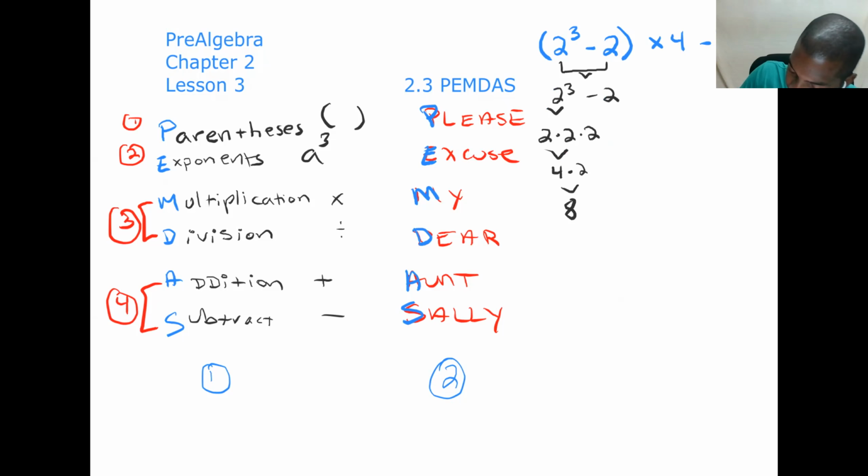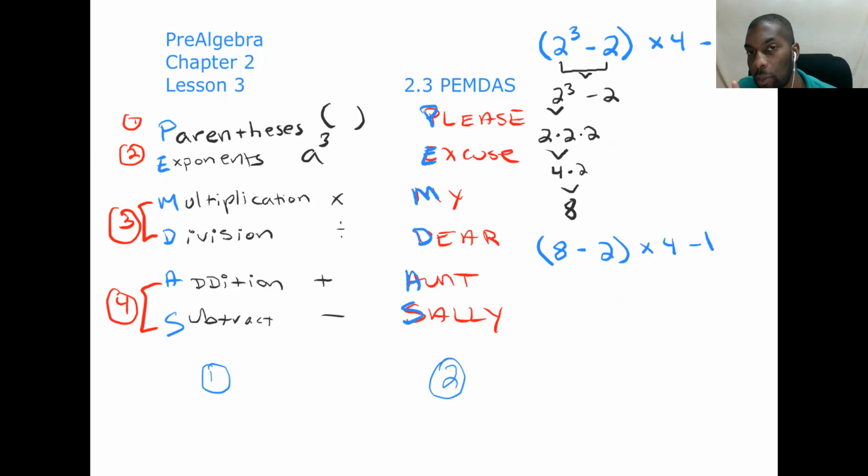So in reality, my actual problem is, and of course, remember to pause if I'm going too fast. My real problem is 8 minus 2 times 4 minus 1. And I'm still not done with the parentheses yet, right? And technically, I'm not done with the exponents because I haven't even left the first parentheses yet. So let's see. What is 8 minus 2? 8 minus 2 is 6. All right, now I rewrite the problem so it's nice and clean.